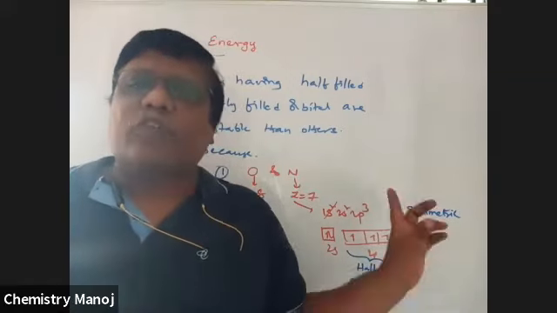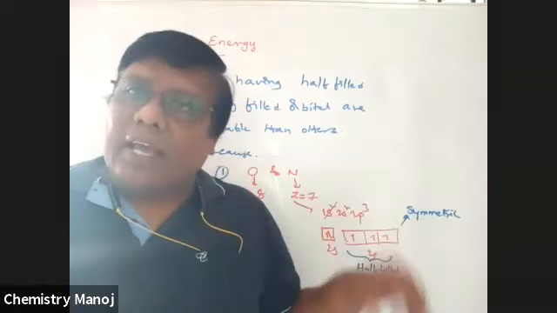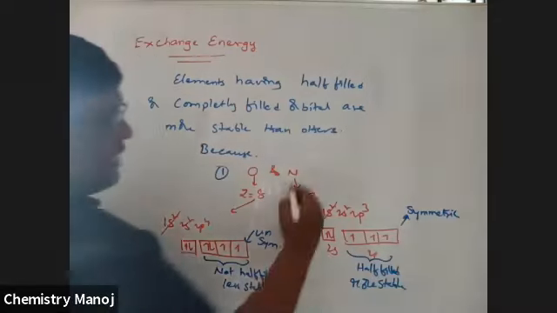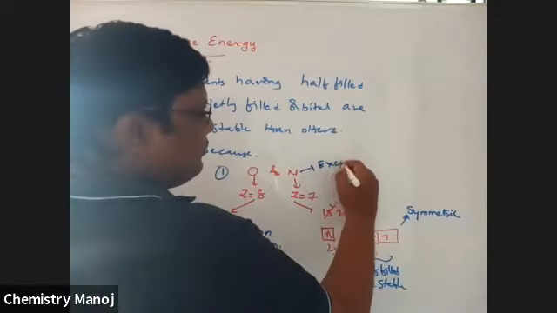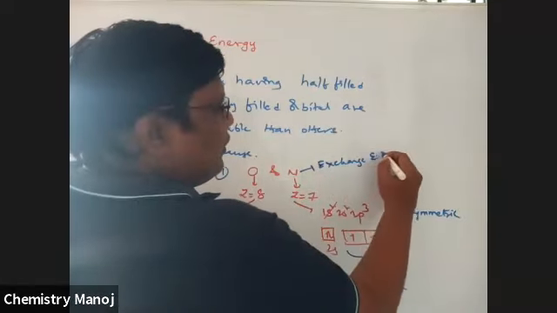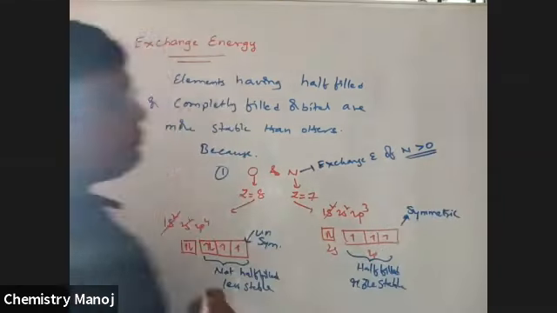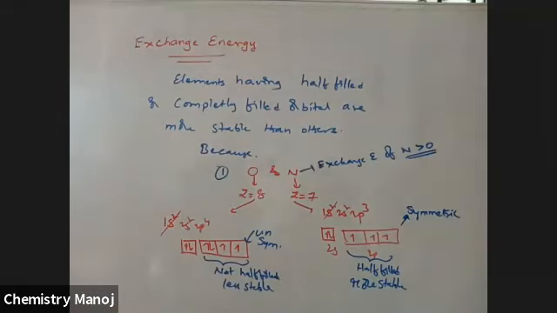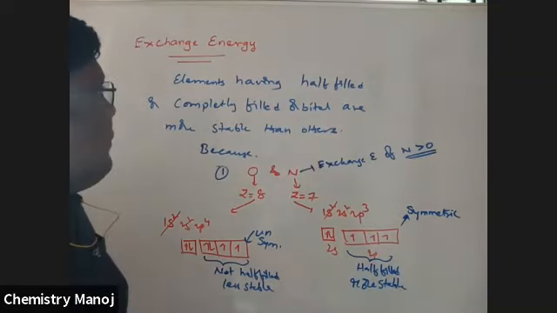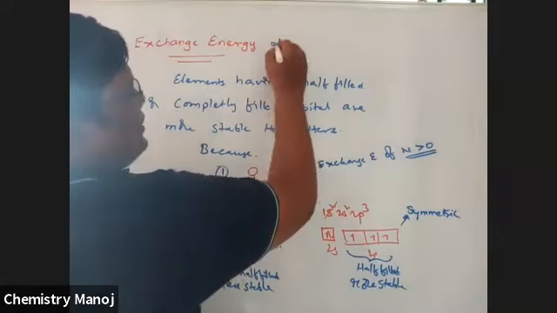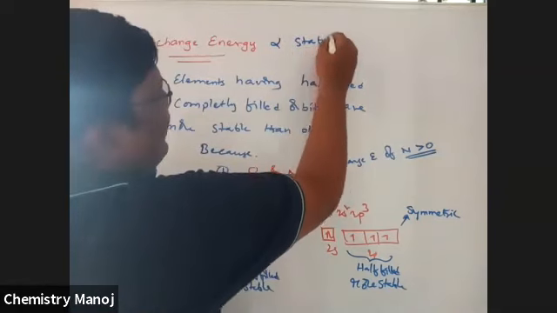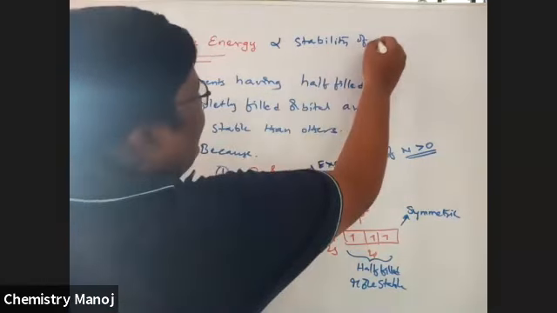It is one of the ways to explain the stability. But in another way, the exchange energy of nitrogen is greater than oxygen. More exchange energy means more stability. So that means exchange energy is directly proportional to the stability of an atom.